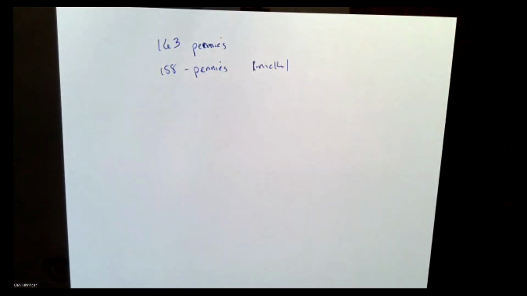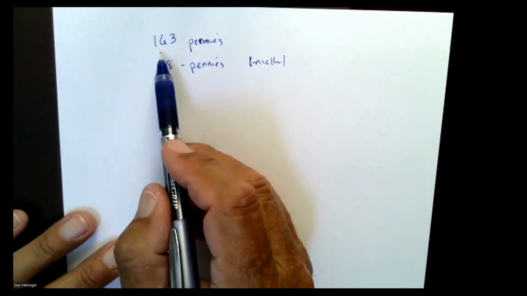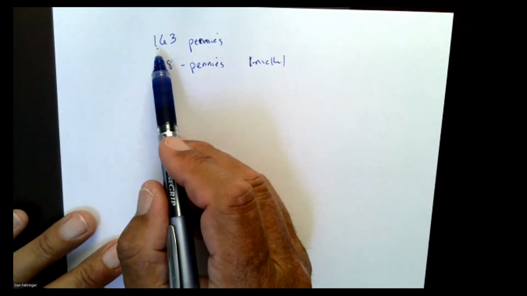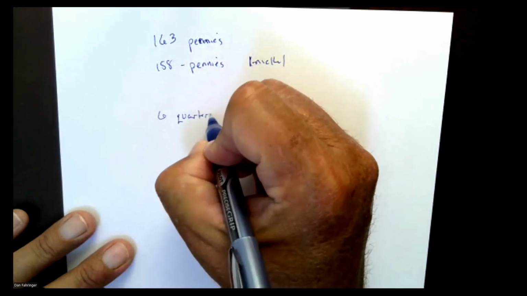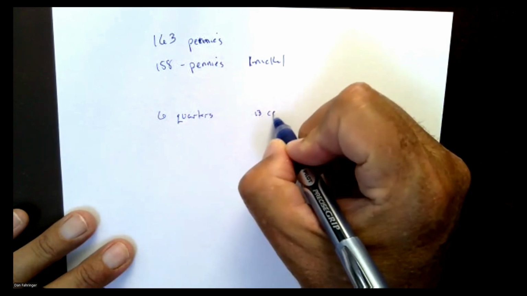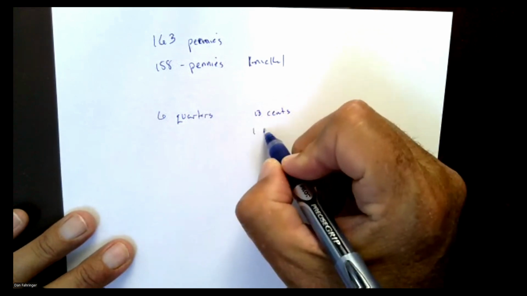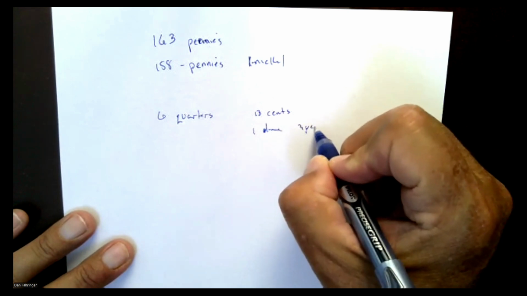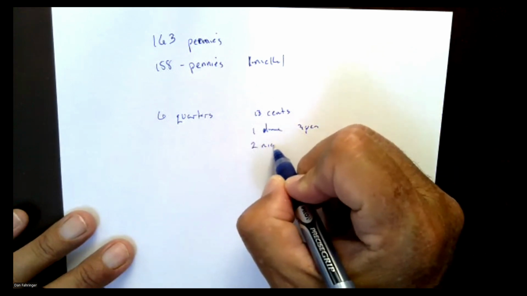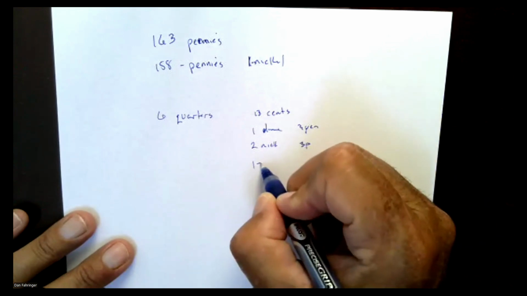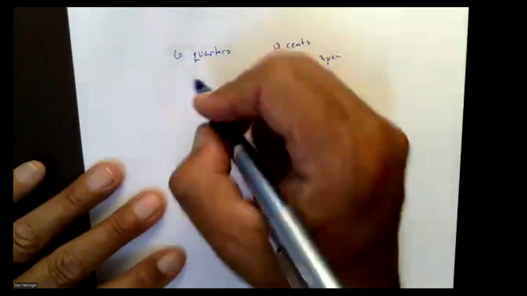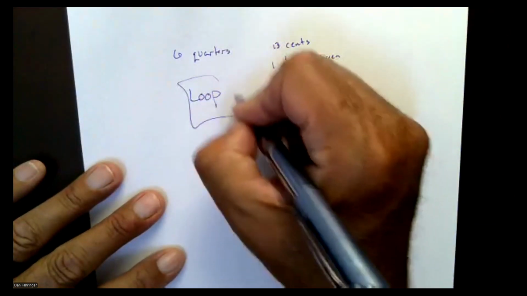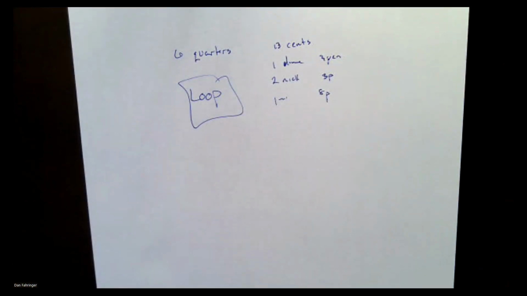How are you going to figure out the number of quarters? Well, $1.63 is how many quarters? 6 quarters and then 13 cents. How do I get 13 cents? 1 dime, 3 pennies, 2 nickels, 3 pennies, 1 nickel, 8 pennies. So I'll just give it to you: loop around, jump up, and jump down, loop around.